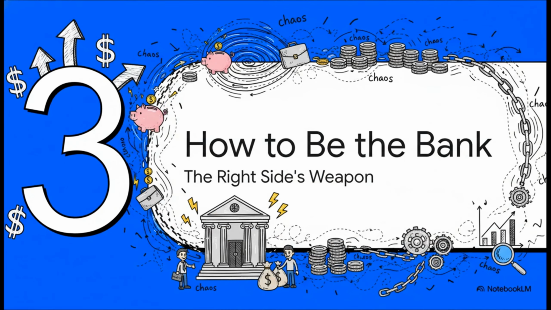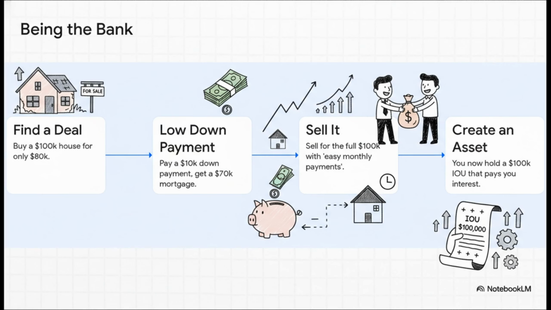All right, so while the left side was panicking, what was the right side doing? Well, they used a very specific strategy that let them cash in on all that chaos. They didn't just invest, they basically became the bank. Let's walk through a super simple example. You find a house that's worth $100,000, but the owner is desperate to sell and lets you have it for $80,000. You put down just 10 grand and get a mortgage for the other 70.